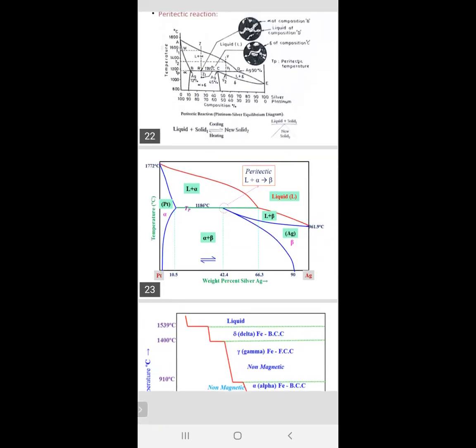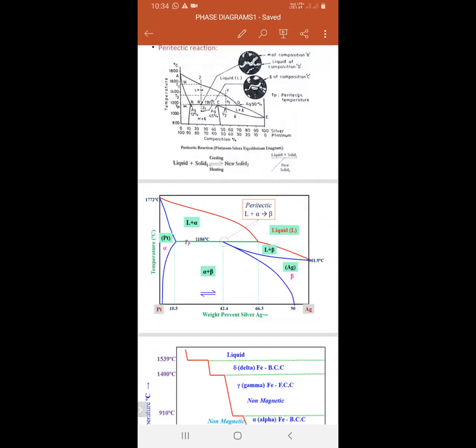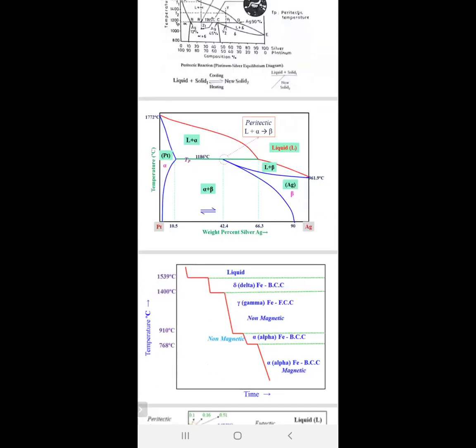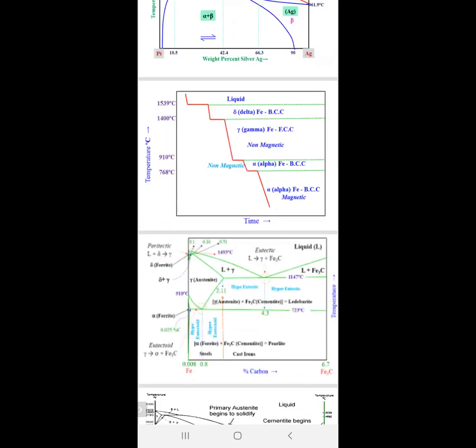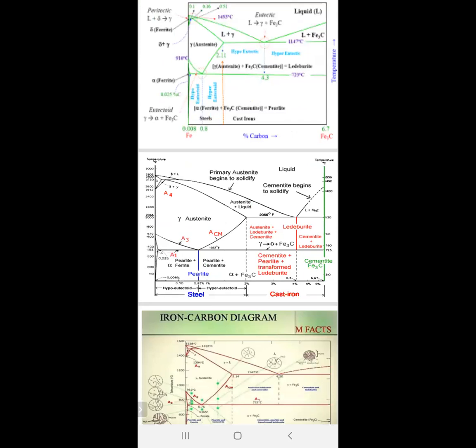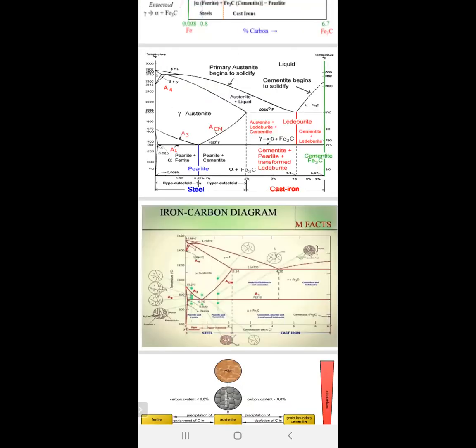How many phase diagrams? 3 phase diagrams, out of the total 6 we have discussed so far. The iron carbide diagram is a combination of these 3. Peritectic I have already explained. Here you are seeing the iron carbide diagram, which we can also call the iron carbon diagram.